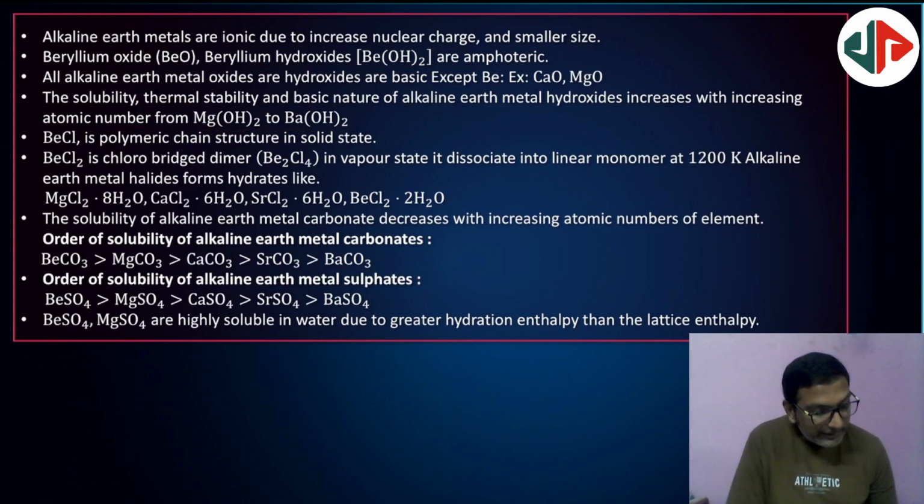Very, very important. Next, BeCl2 is polymeric in solid state. In solid state, BeCl2 is polymeric. Next, below 1200, it will be a dimer. We have it here in solid state.